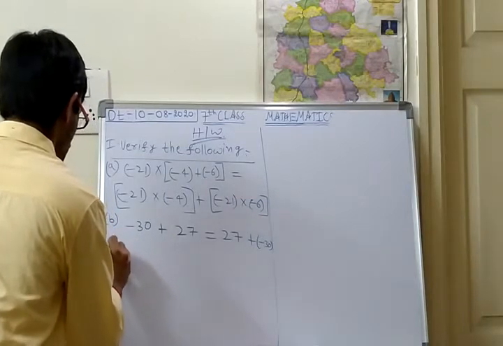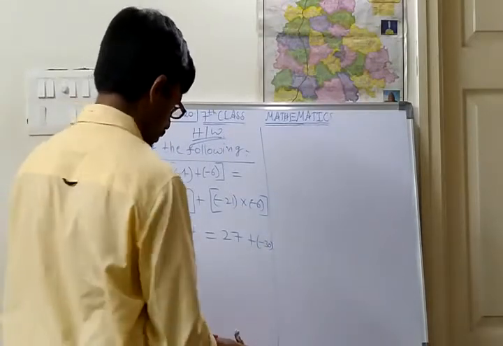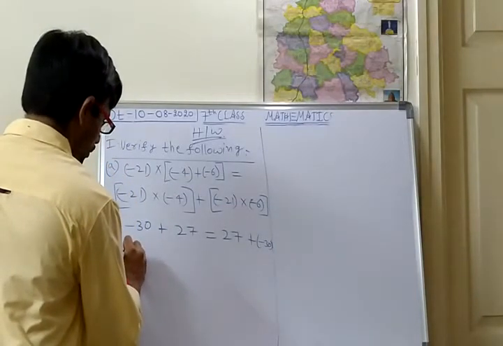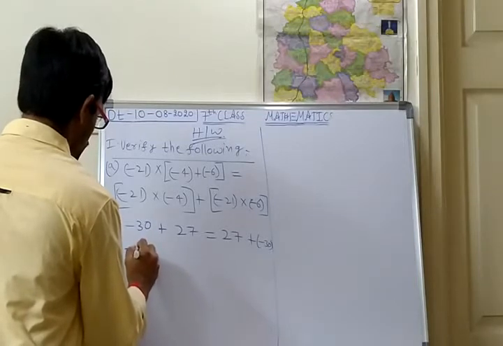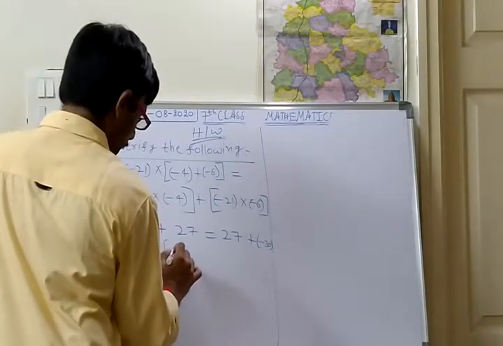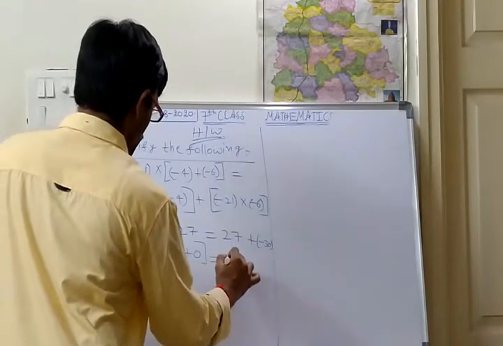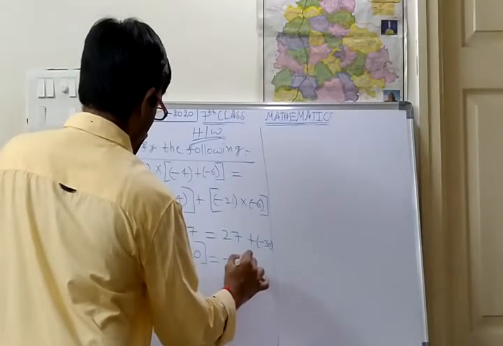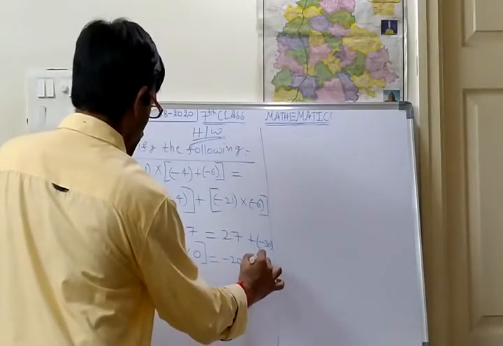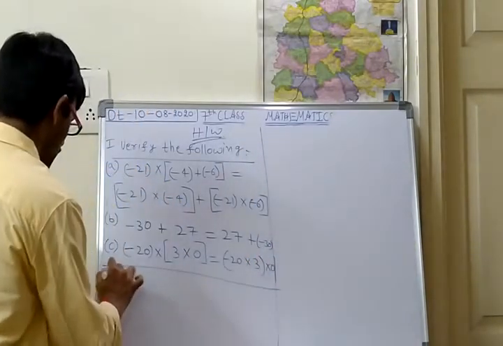Next, C. In the C, minus 20 into plus 0 is equal to minus 20 into 3 into 0, minus 20 into 3 into 0. This is first bit. Next, second bit.